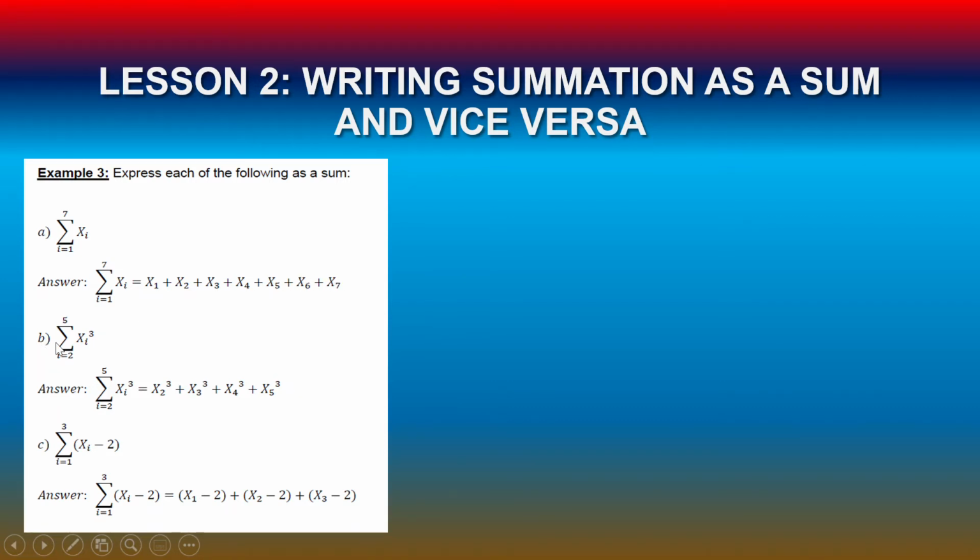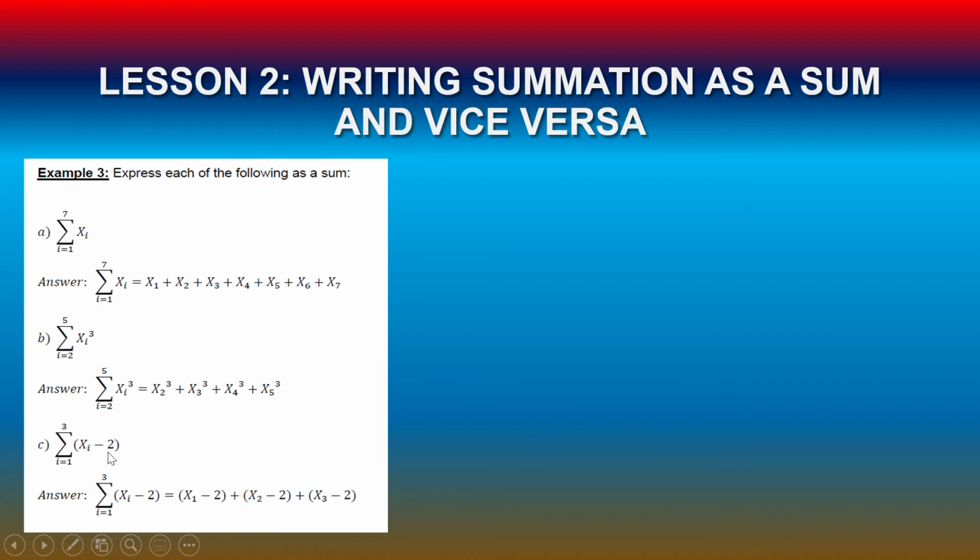So, for letter B, kung mapapansin nyo, yung ating formula ay naka-raise to 3. So, ganun lang din. Ibig sabihin, yung x sub i natin, i-raise din natin into 3. In this case, ang index of summation natin is 2. So, ibig sabihin lang, mag-start ka with x sub 2 and matatapos ka with x sub 5. Ayun. So, x sub 2 cubed, x sub 3 cubed, x sub 4 cubed, x sub 5 cubed.